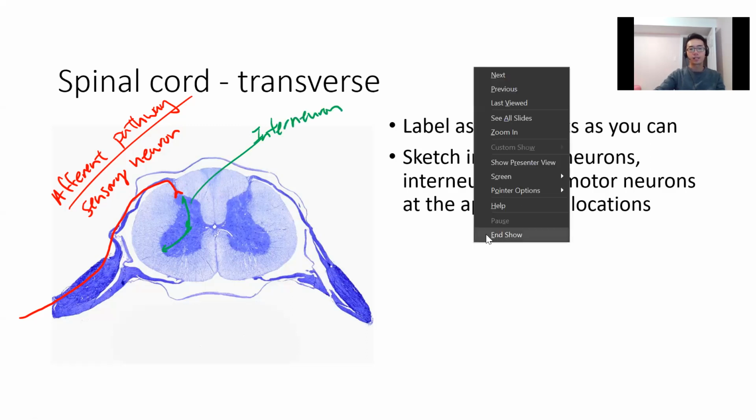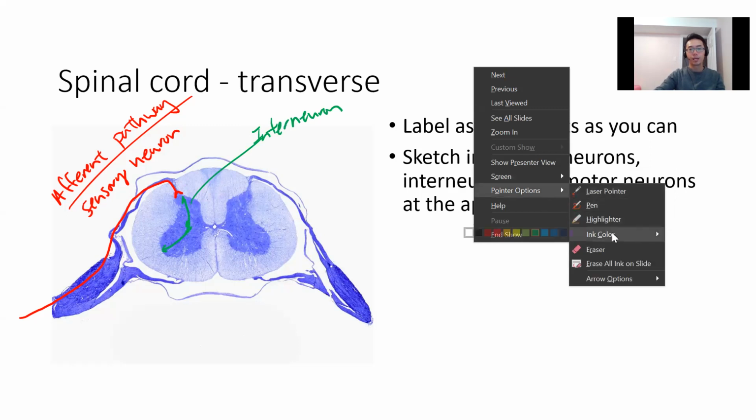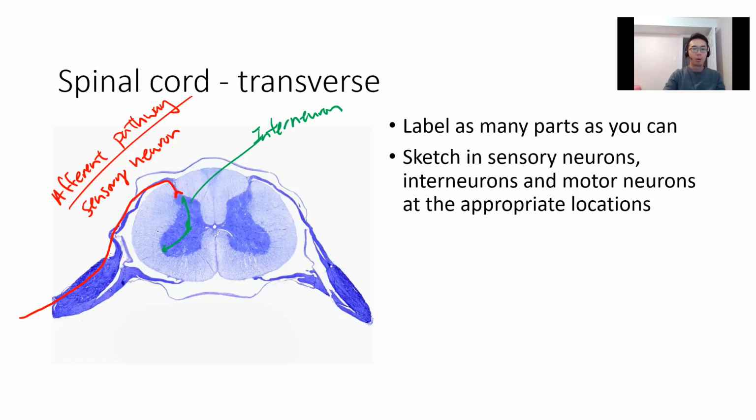And then finally, that's going to make a connection with the motor neuron that will come out at the front. So that's the motor neuron, the efferent pathway. Okay.